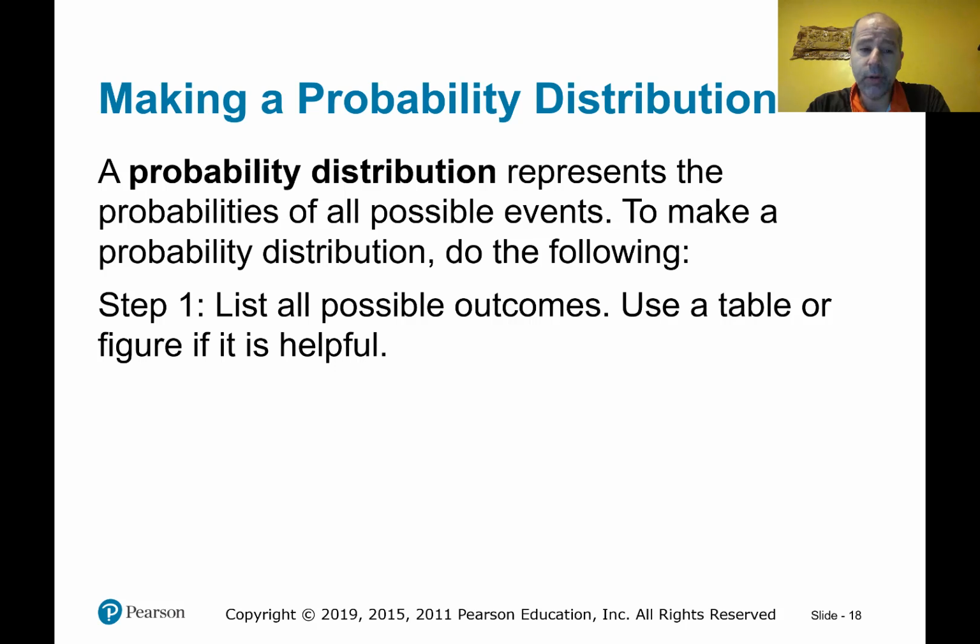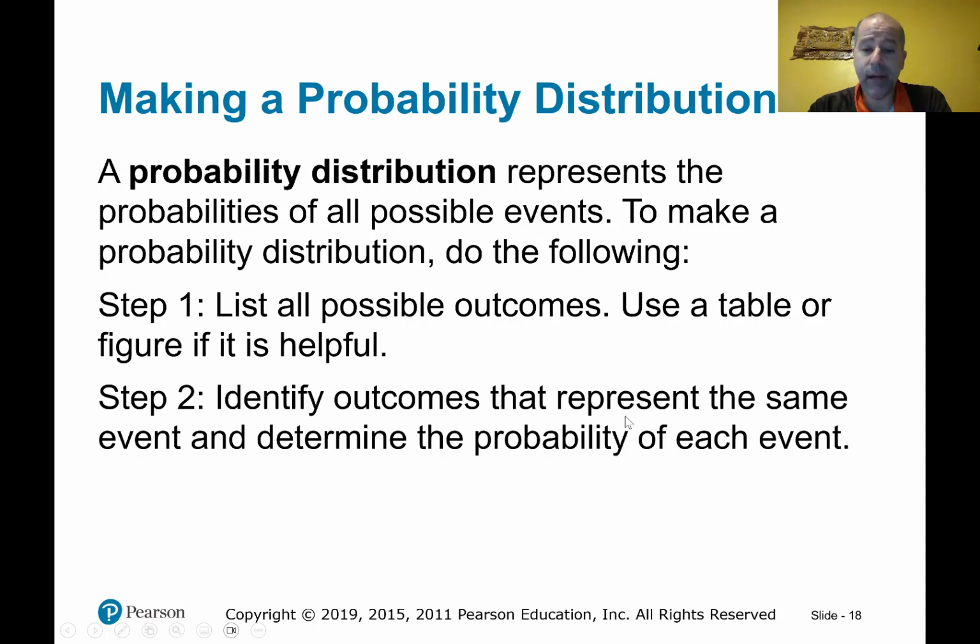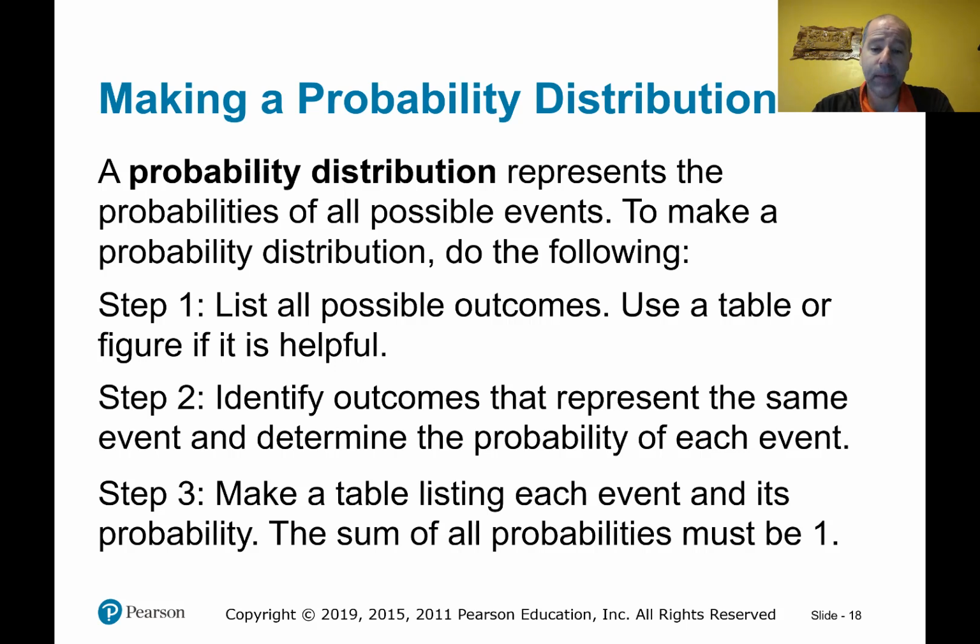So step one is to list all the possible outcomes, and use a table or figure to help you. Step two, identify the outcomes that represent the same event, and then determine the probability of each event. Then make a table listing each event and its probability. The sum of all of the probabilities, again, must be 1.